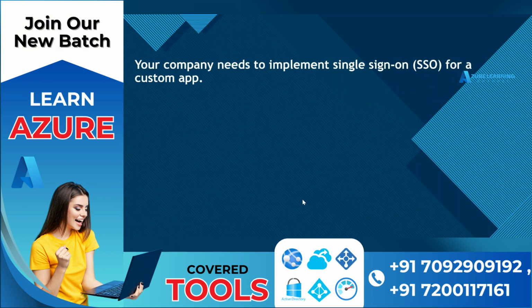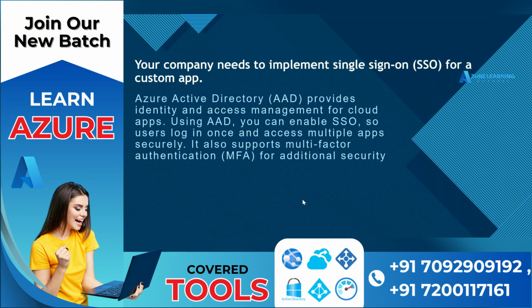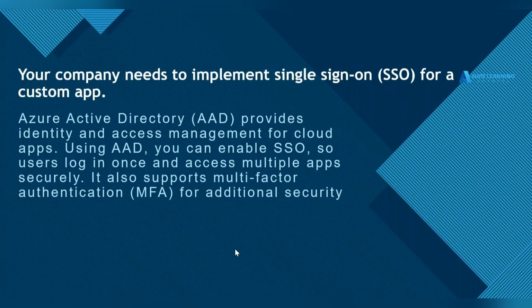Now the solution is Active Directory. We can use it. Whenever you hear about single sign-on, you can apply it on top of Active Directory. So how can we enable this? Active Directory literally provisions IAM for cloud apps. IAM means identity and access management for your cloud apps. And using this AD, you can enable SSO with the help of on-premises Active Directory.